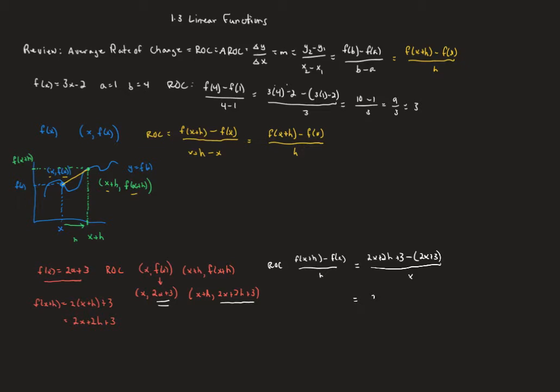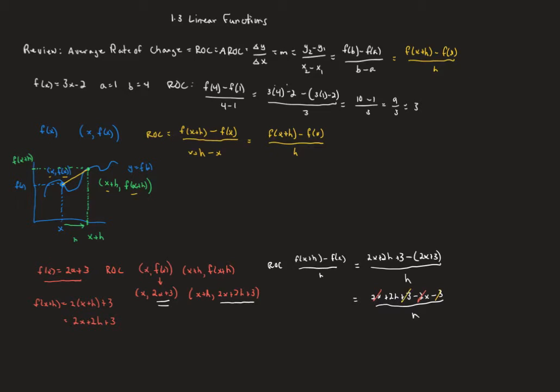I'm going to distribute that minus sign, 2x plus 2h plus 3 as before, minus 2x minus 3. That was supposed to be an h. Let me make it there. Okay. All over h. Now, always in these scenarios, in this f of x plus h minus f of x over h, anything that doesn't have an h in it is going to cancel. So that 2x and that negative 2x will cancel. That 3 and that negative 3 will cancel.